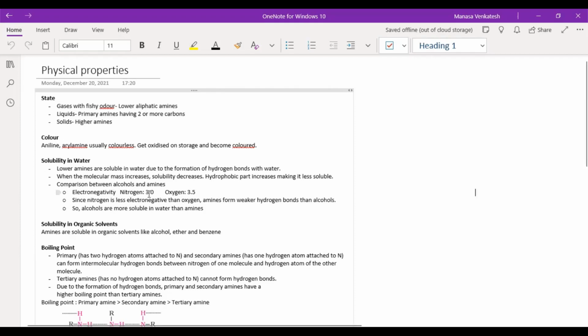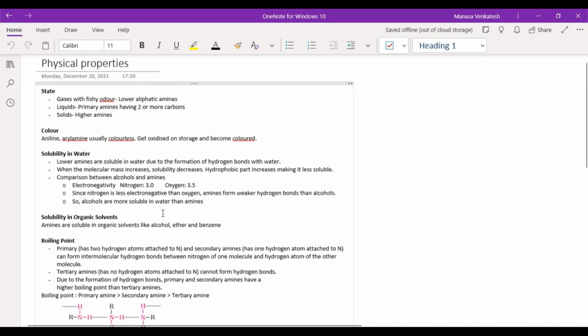The nitrogen atom's electronegativity is just 3, whereas oxygen's is 3.5. Because of that, alcohols are able to form hydrogen bonds much more effectively than amines, and this makes alcohols more soluble in water than amines. This is again due to the formation of hydrogen bonds. In alcohols, the hydrogen bonds are much stronger, whereas in amines, they are weaker than those of alcohols. So alcohols are more soluble in water than amines.